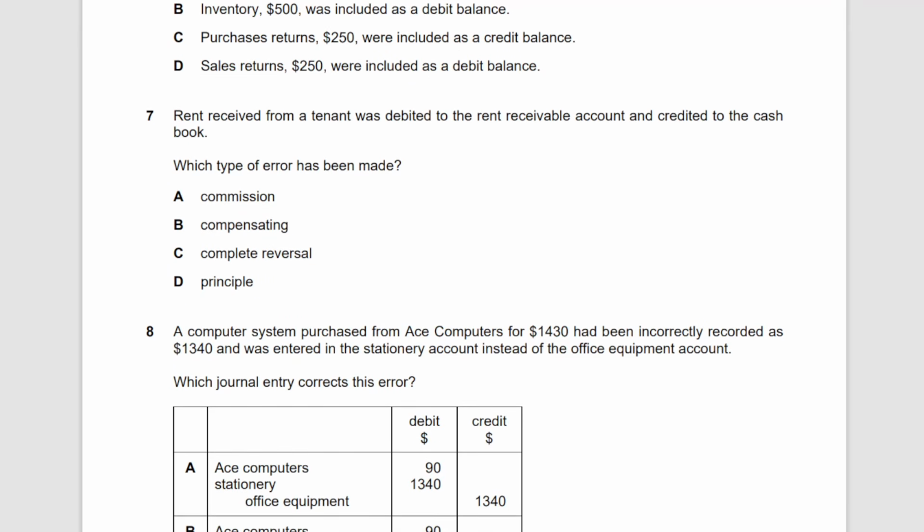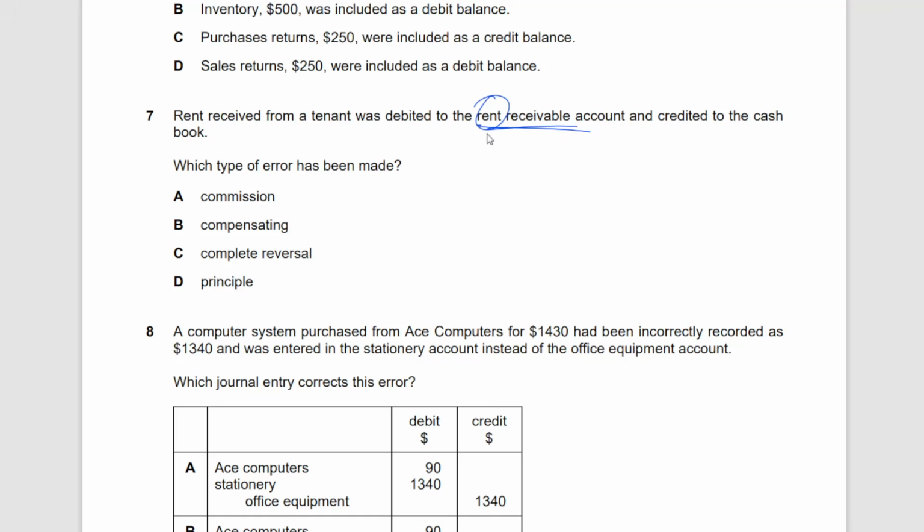Rent received from a tenant was debited to the rent receivable account. Well, income, when you receive it, is supposed to be credited to the income account because your cash book will be debited, right? When you receive some income, let's say your bank or cash will be debit, or receivables will be debit, and your income account will be credited. Now, rent receivable account is an income account, right? Because rent goes two ways. Rent is either receivable or it is payable.